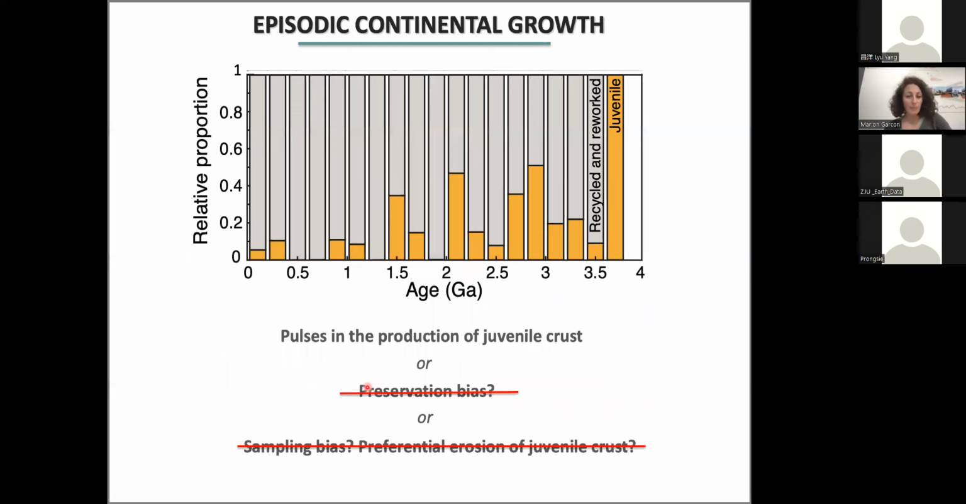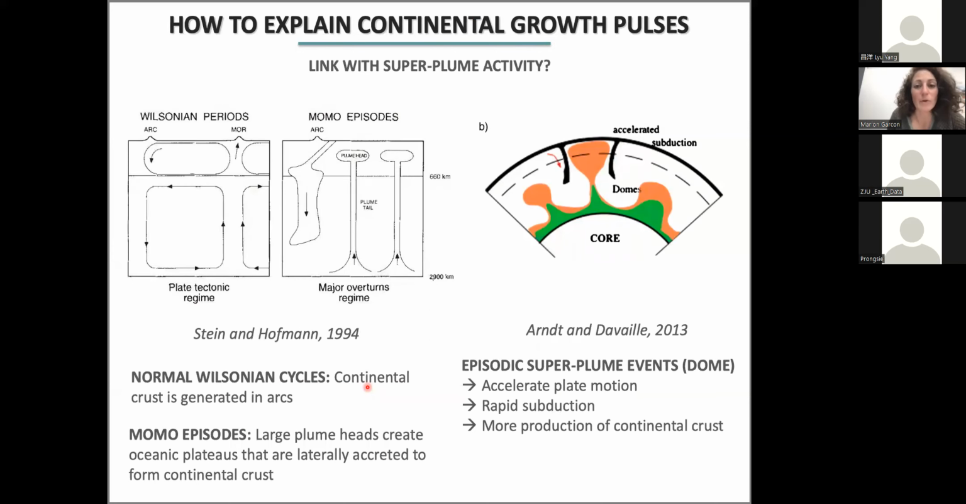So this left me with the only possibility that I think explains the peaks here: the highest proportions of juvenile crust necessarily reflect pulses in the production of juvenile crust through time. So now the question is, how do you explain these pulses? I'm not going to give you an answer here because I think we do not have one. Well, we cannot really say why, but we can try to understand.